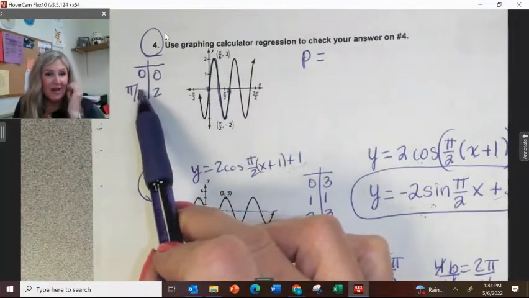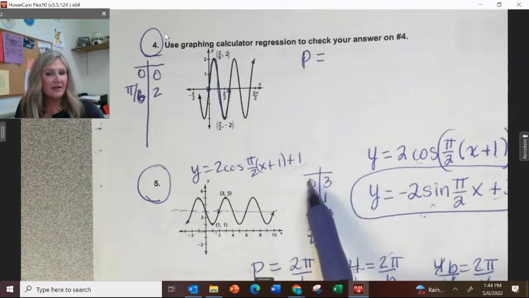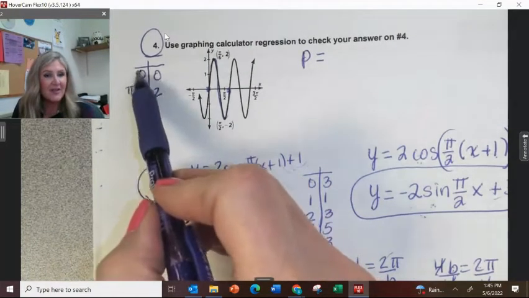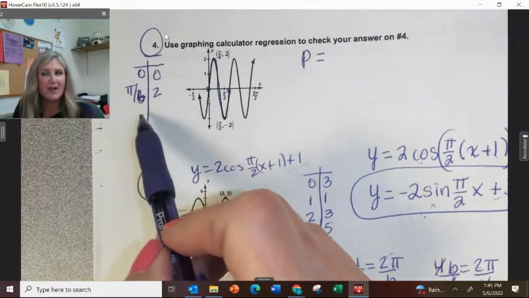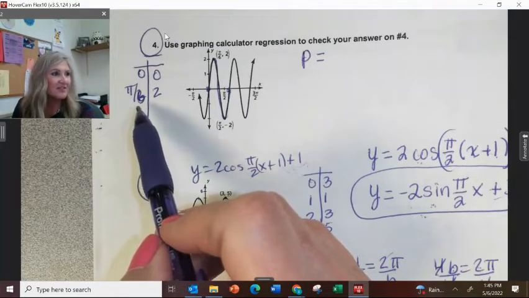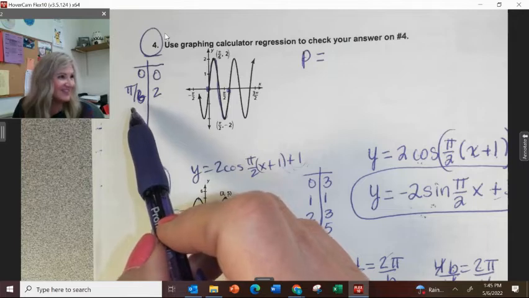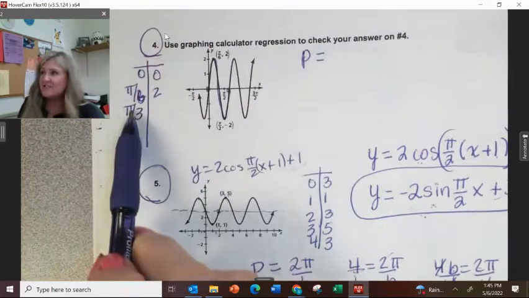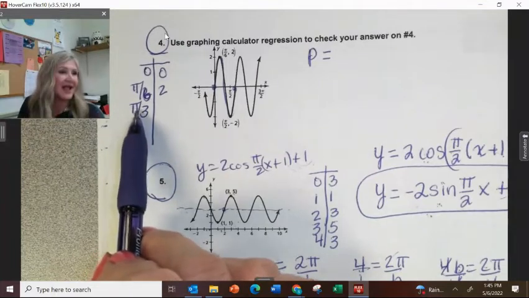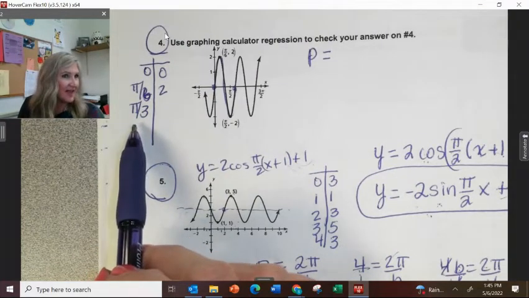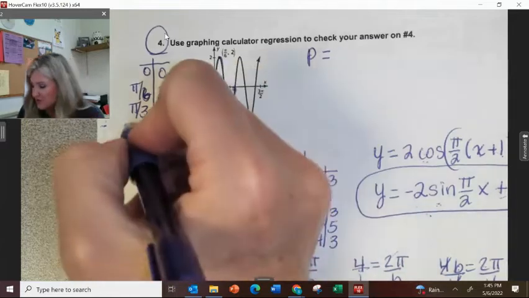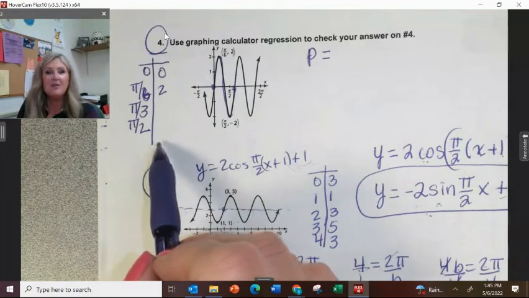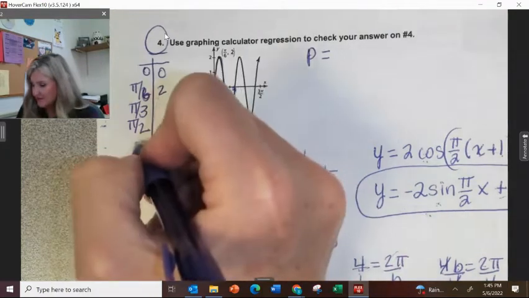Guys, what do we know about this table? It has to increase by the same amount every time, right? So my next x value, if I add on pi over 6, what's pi over 6 plus pi over 6? 2 pi over 6, which is what? Pi over 3. So this is 2 pi over 6, and I want to add on another pi over 6. So what's that going to be? Pi over 2. So pi over 2 is actually 3 pi over 6. And now I have to add on another pi over 6. So what's that going to be?